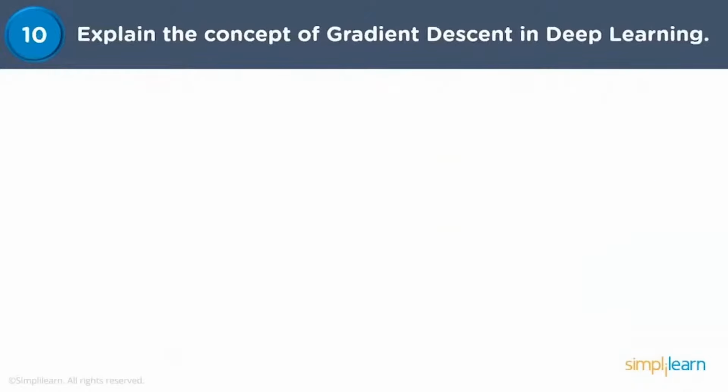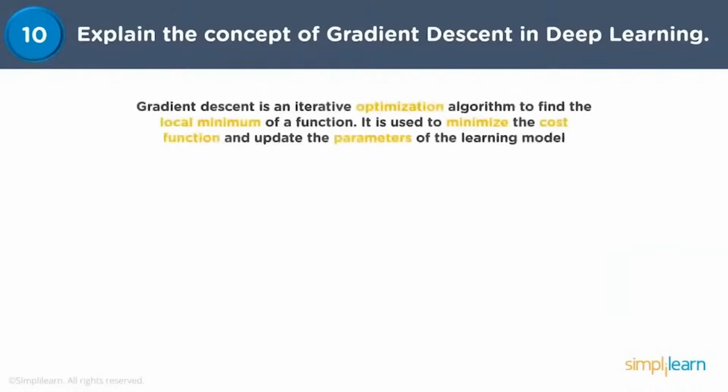Finally, talking about the last question in our list of interview questions, we have: explain the concept of gradient descent in deep learning. Gradient descent is an optimization algorithm which is mainly used to find the minimum of a function. In machine learning, gradient descent is used to update the parameters in a model. Parameters can vary according to the algorithm, such as coefficients in linear regression and weights in neural networks.